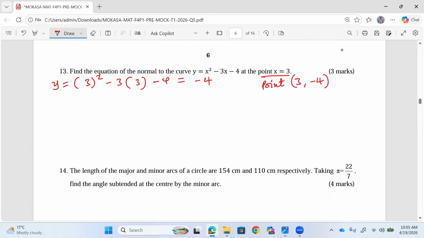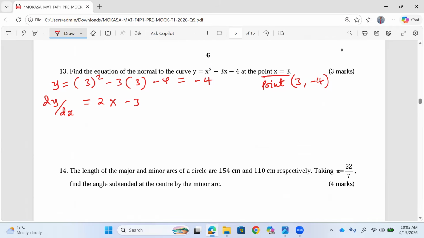Now that we have the equation of the curve, we can find the gradient function of the curve. Gradient function is the derivative of the curve equation. So power 2, the 2 is dropped there. Then this is power 1, so negative 3 times 1 just becomes negative 3. Then x was power 1, now it becomes power 0, and anything power 0 will disappear. So constants disappear after differentiation. So this is the gradient function.